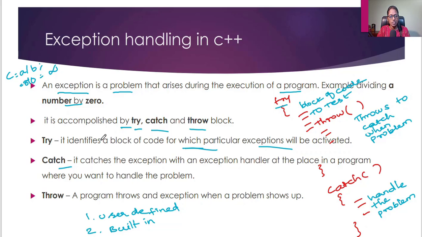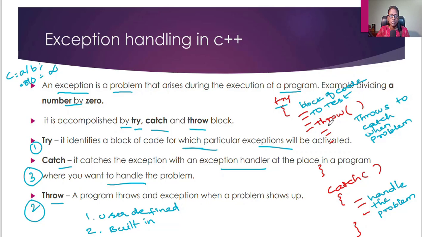Catch means it catches the exception with an exception handler at the place in a program where you want to handle the problem. Actually, first is try, the second one is throw, and the third one is catch. The try block consists of a block of code to test if there is any error. If there is any error, what happens?